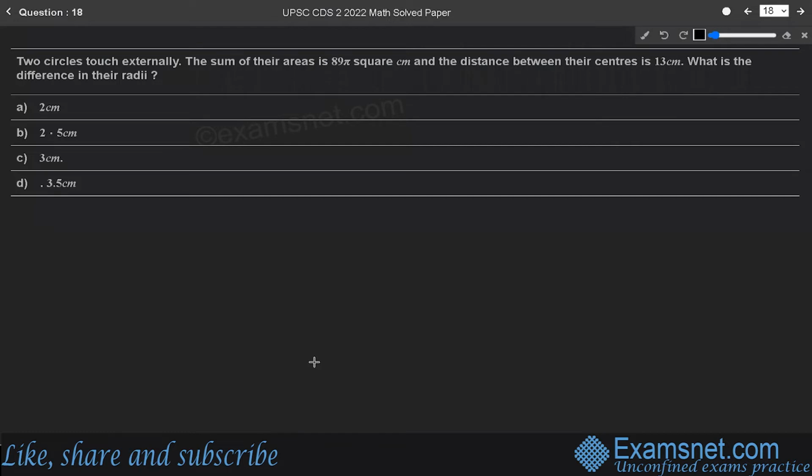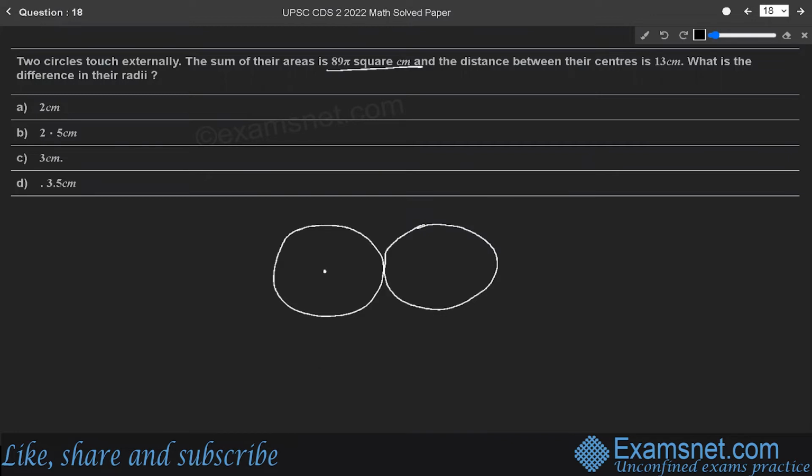Next question is, two circles touch externally. The sum of their areas is 89 pi square centimeter and the distance between their centers is 13 centimeter. What is the difference in their radii? So first let us make the two circles. The question says that two circles touch externally, means it should be in this way. And the sum of their areas is 89 pi square centimeter, and the distance between their centers is 13 centimeter.